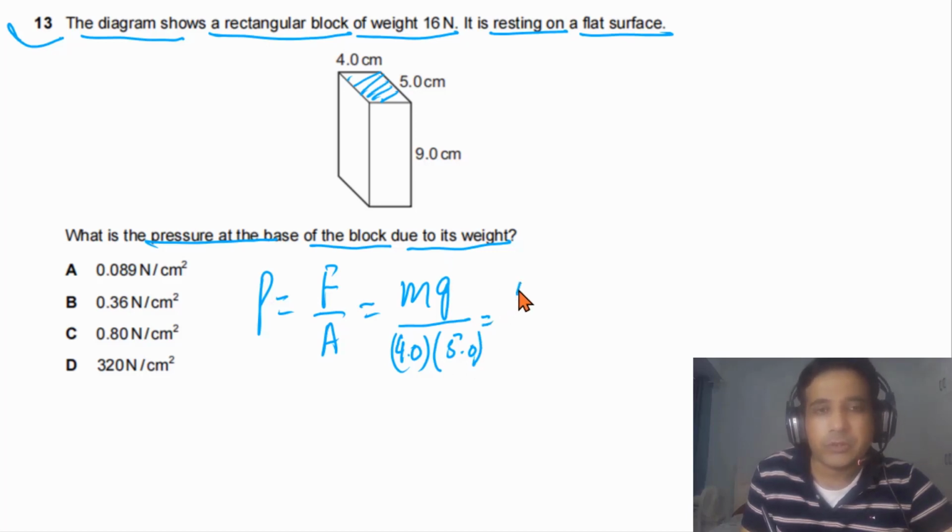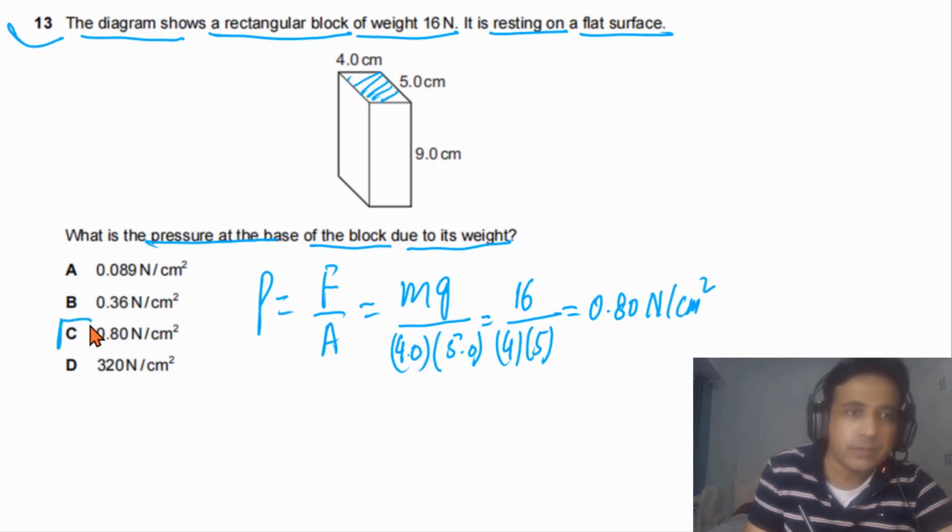Weight of the block is already given to us, that is equal to 16 newtons, so simply we have to divide by 4 times 5. So the answer for this question will be 0.8 newtons per centimeter square. So the answer is C.